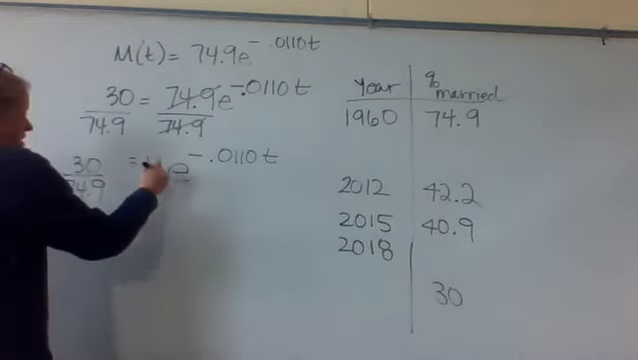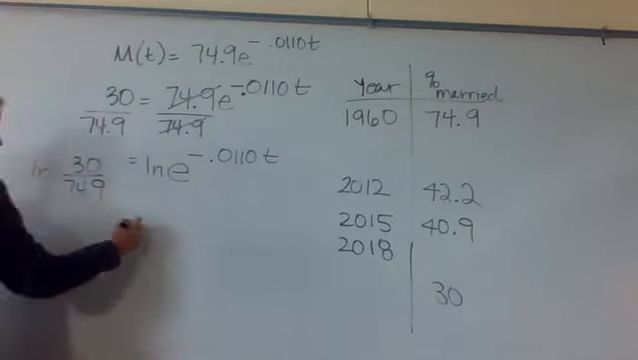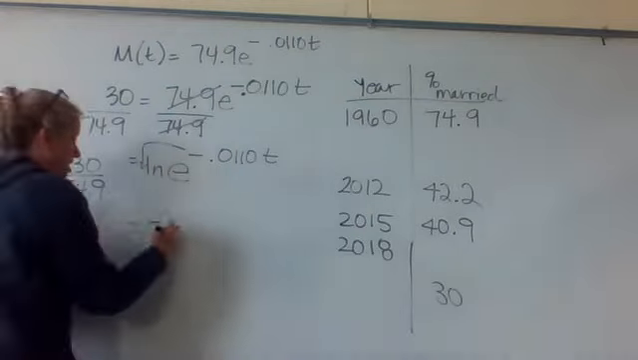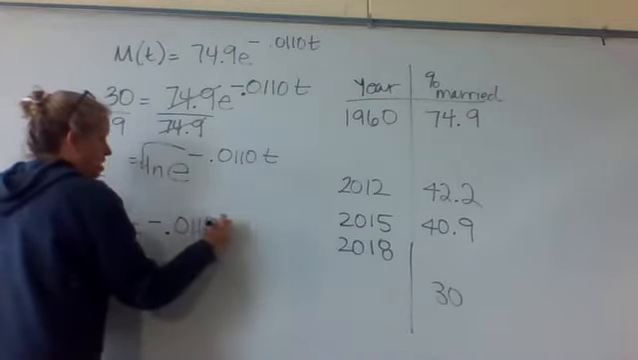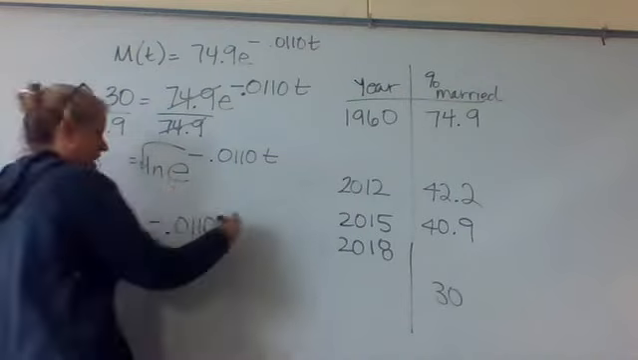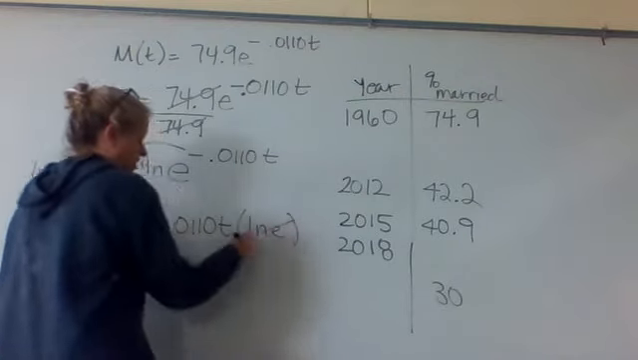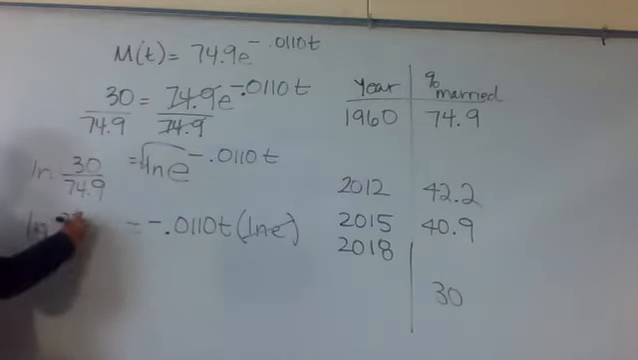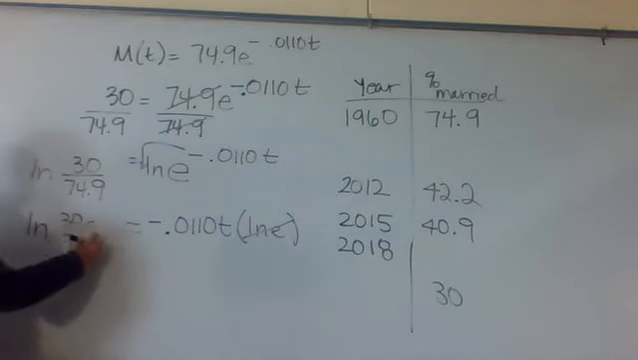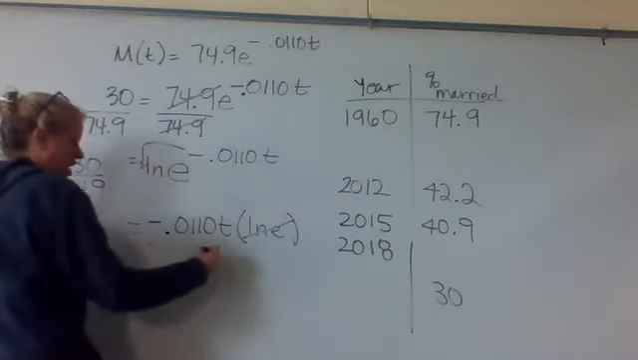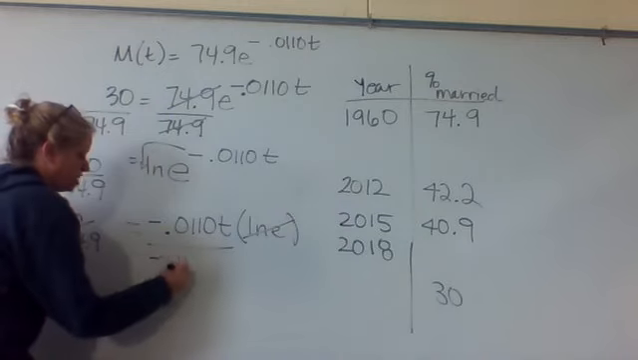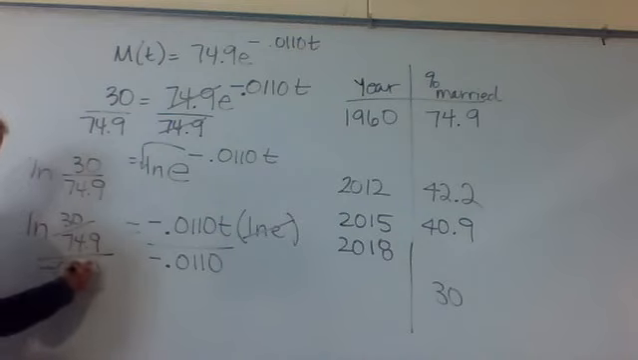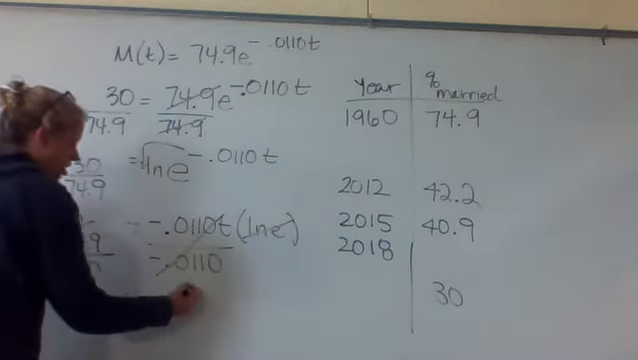Now ln both sides. That'll bring down your exponent. So I've got negative 0.0110t ln e, which remember just cancels, equals this. So ln of 30 over 74.9. So I'm getting the t by itself. So divide by negative 0.0110. That'll give you your t.